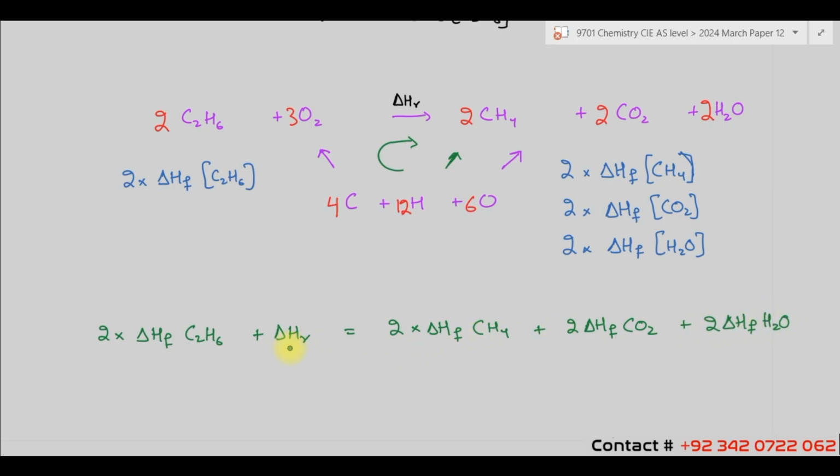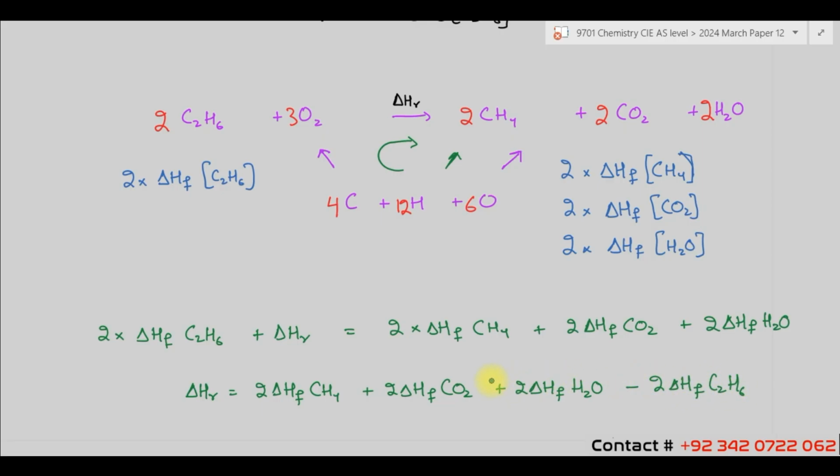So we can rearrange to form delta HR. Delta HR is equal to 2 delta HF CH4, 2 delta HF CO2, 2 delta HF water, and this when gone over there will become negative. So 2 delta HF C2H6.